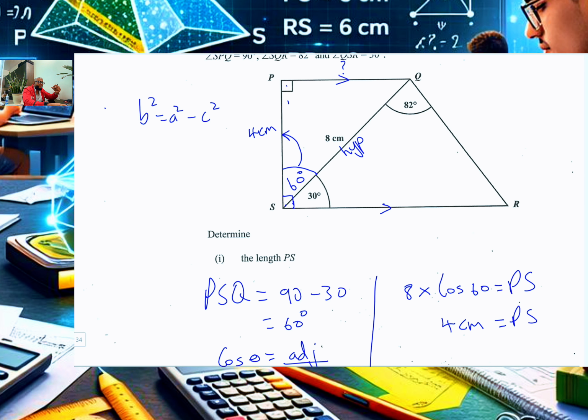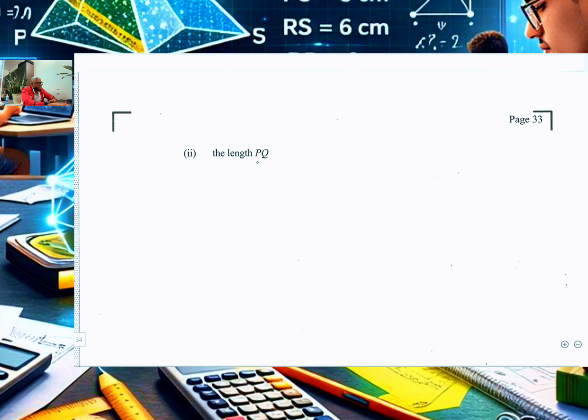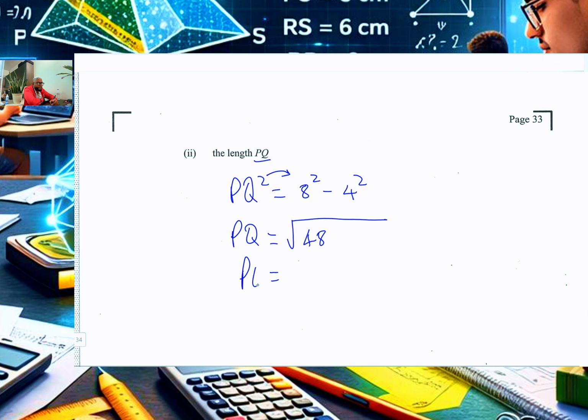Let's work, right? So I'll go down here. So PQ squared will be equal to your hypotenuse squared minus the other side squared. So PQ will be equal to the square root of what? Because you have to do the opposite of square, which is square root. The square root of 48 is what? 6.93 centimeters.